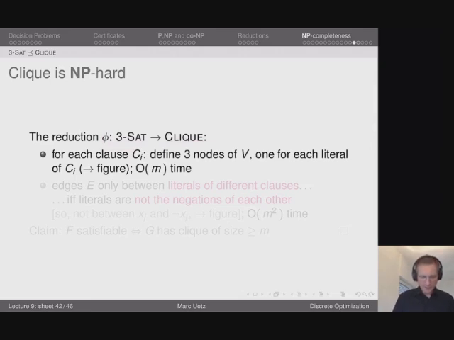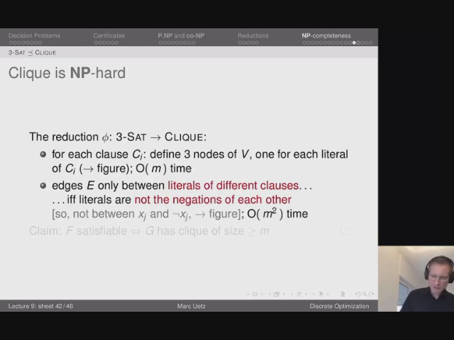So what we do is, for each clause Ci, as I already said, we define exactly 3 nodes in the graph, exactly one for each literal, how it appears in the clause. I will show a figure in a second. And we introduce edges between these nodes only between literals that belong to different clauses, and only if the corresponding literals are not the negations of each other. So we do not introduce an edge between two literals xj and not xj, right?